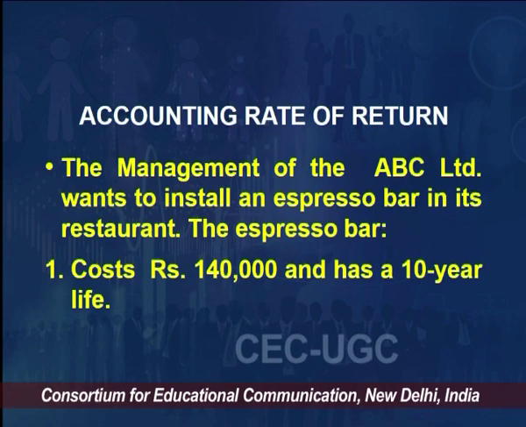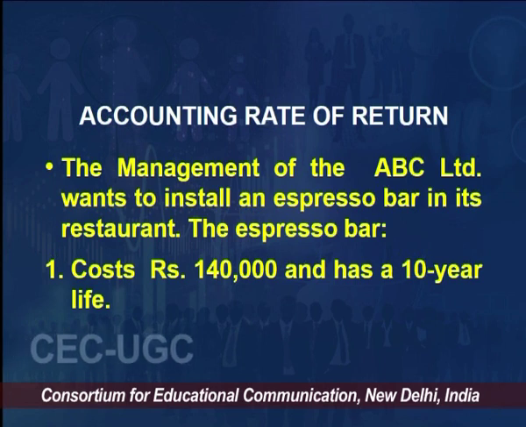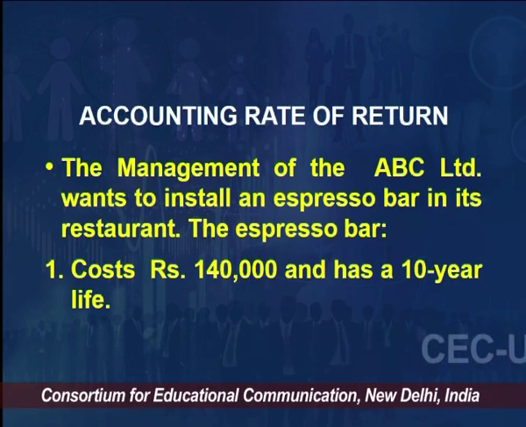Now we are going to take one small caselet to understand this accounting rate of return. The caselet goes like this. The management of ABC Limited wants to install an espresso bar in its restaurant. This bar is going to cost 1,40,000 and has a life of 10 years. So, the company is ABC Limited and it intends to install an espresso coffee machine. How much will it cost? 1,40,000, and the life of that machine is going to be 10 years.